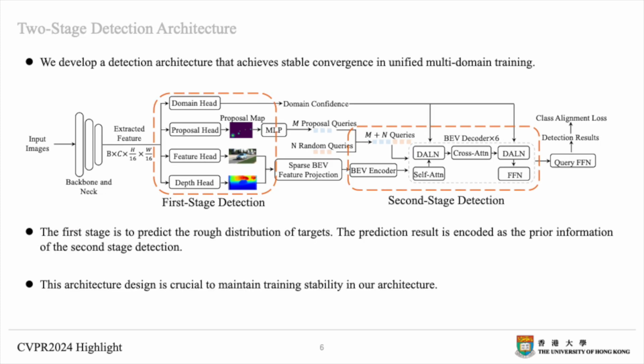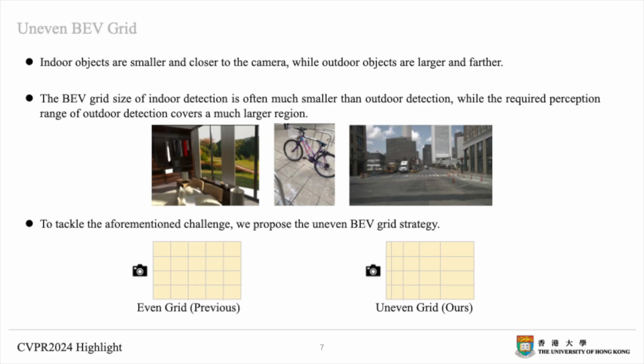unified feature alignment. In the two-stage detection architecture, the first stage of the network is to predict the rough distribution of targets, and the prediction result is encoded as the prior information of the second stage detection. This design well alleviates the unstable training dynamics. The uneven BEV grid is to address the BEV grid demand contradiction between indoor and outdoor scenes. Through splitting the BEV grid unevenly, the indoor detection enjoys small BEV grid size while the outdoor detection can still cover a large perception range, and the network memory cost is still acceptable.